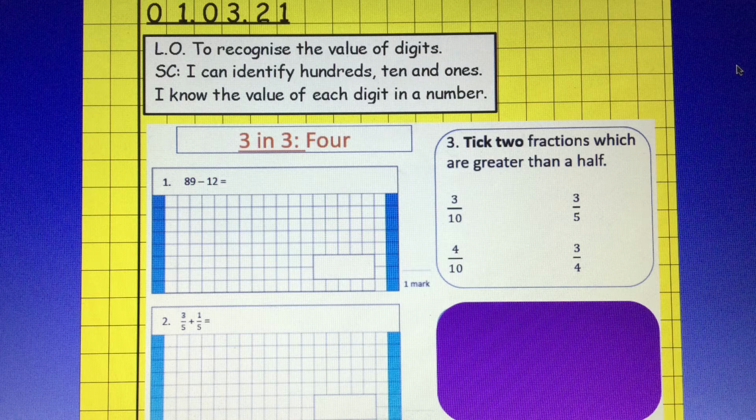Number 1, 89 divided by 12. Number 2, 3/5 add 1/5. Number 3, tick two fractions which are greater than a half. Obviously, you can just write down the 2 fractions that are greater than a half. 3 tenths, 4 tenths, 3/5, and 3/4. Pause the video now and start your 3-minute timer.